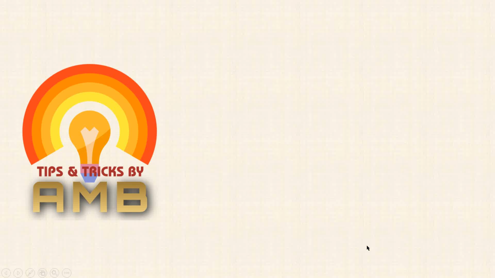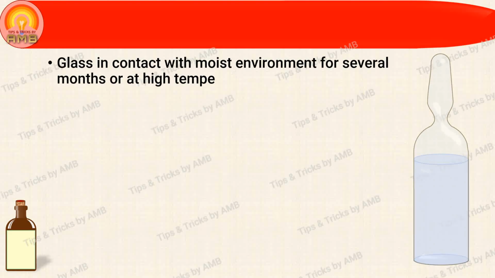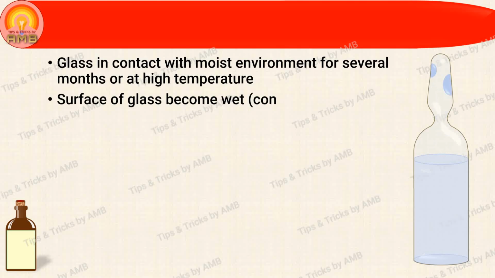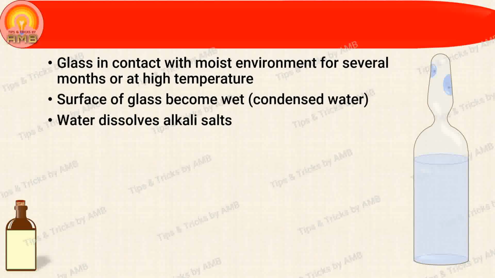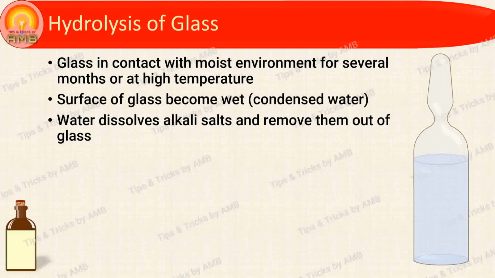In that video, we discussed the hydrolytic resistance test. We discussed that when glass is in contact with a moist environment for several months or at high temperatures, water in the product gets vaporized and condenses when it comes in contact with the surface of the container. Thus the surface of glass becomes wet. This water dissolves alkali salts and removes them from the glass. This process is called hydrolysis of glass.